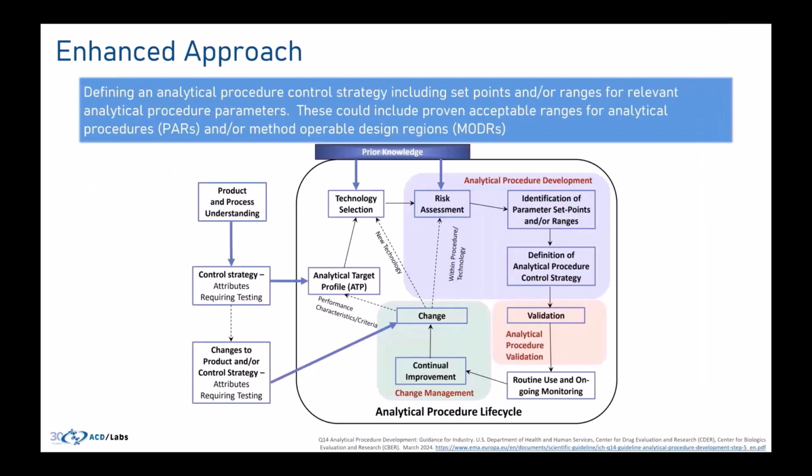So I think this is the last item of the enhanced approach here. So we're looking at defining an analytical procedure control strategy, including set points and/or ranges for relevant analytical procedure parameters. This could include proven acceptable ranges for analytical procedures, or PARs, and/or method operable design regions. Now this falls into identification of parameter set points and/or ranges, as well as the control strategy. So let's break this down a little bit.